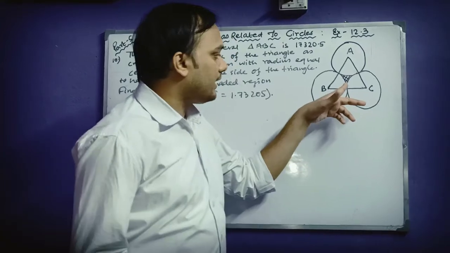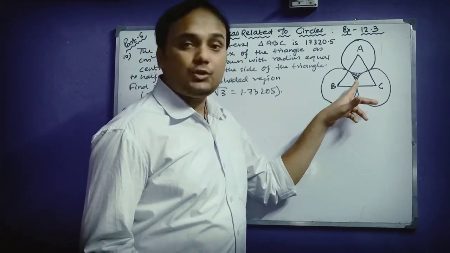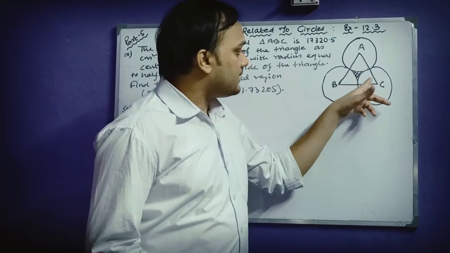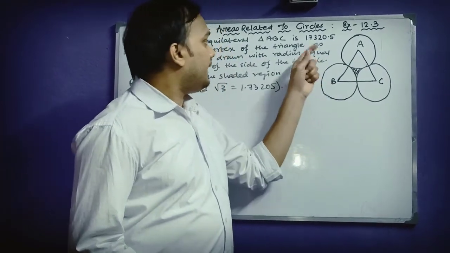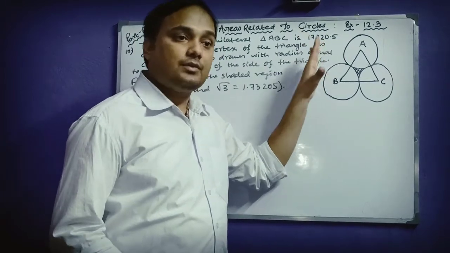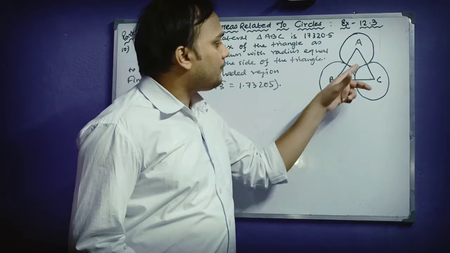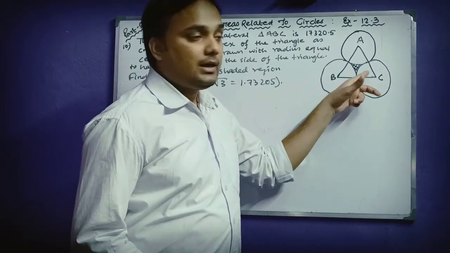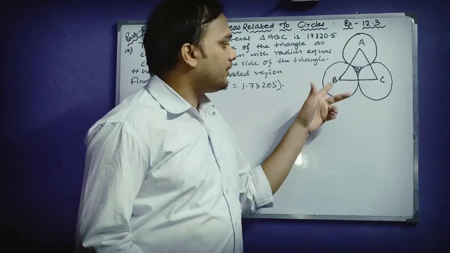As you can see here, in order to find the area of the shaded region, we need to subtract 3 sectors from the area of the equilateral triangle, and the area of the equilateral triangle is already given to us. Okay, so what we need to do here is find the area of those 3 sectors, and subtract all these 3 sectors from the area of the equilateral triangle.